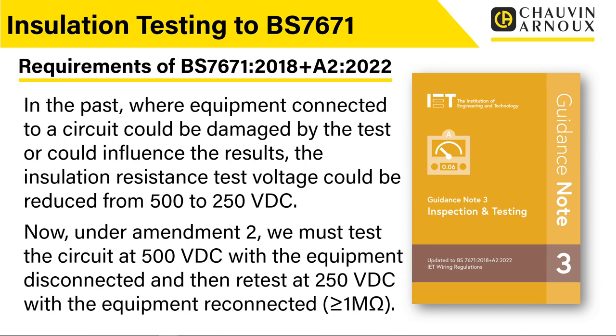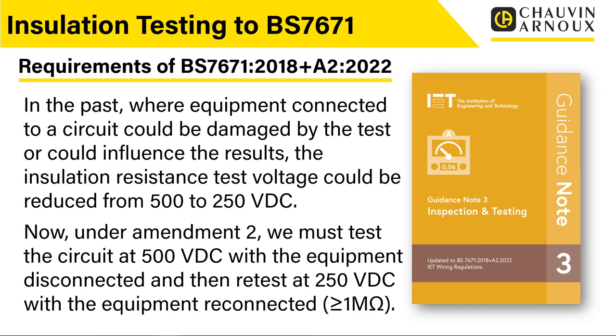The other option is that equipment could influence the test results. Something like a neon light, for example, on a cooker switch, can't be damaged by the test, but it may influence the results. It may cause the insulation resistance to appear lower than it actually is. So there's two things there. One, equipment could be damaged by the test, or two, we could have equipment that's going to influence the results and make it appear lower than it actually is.